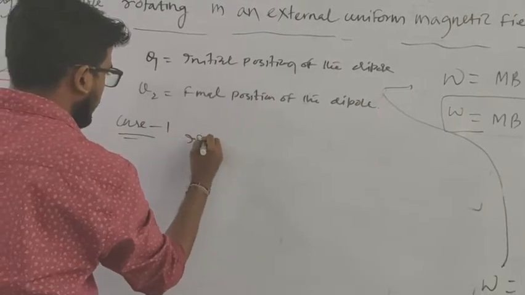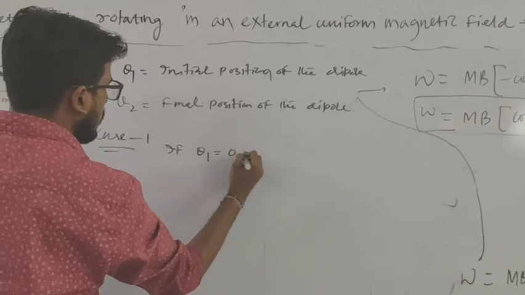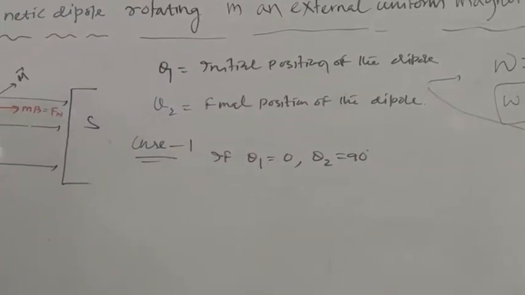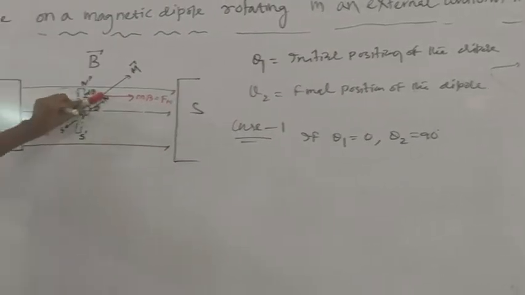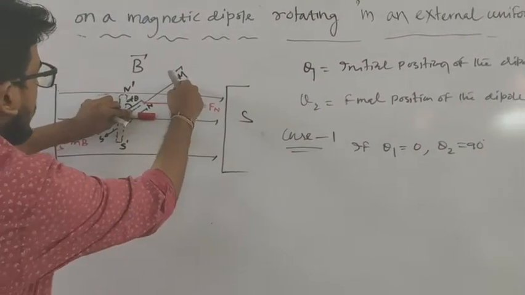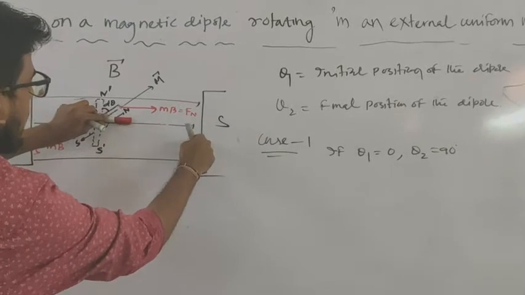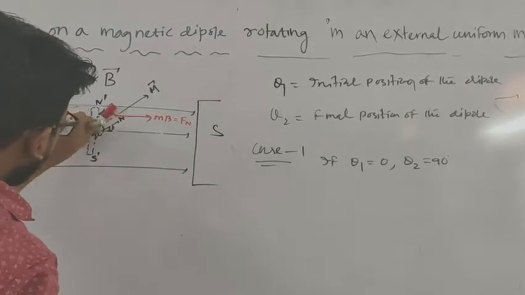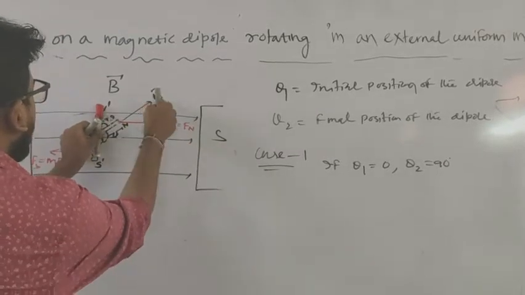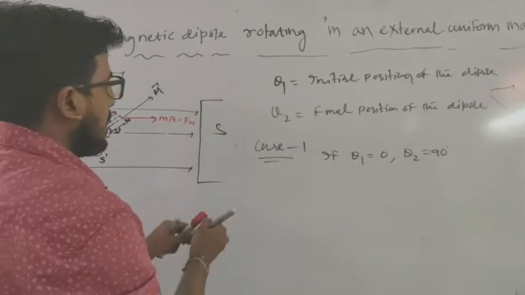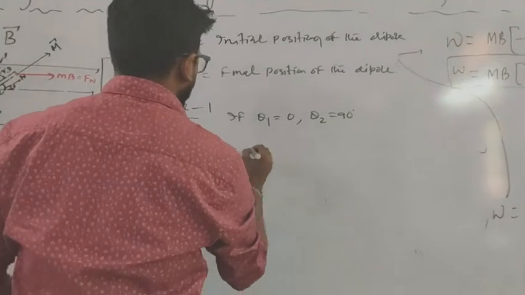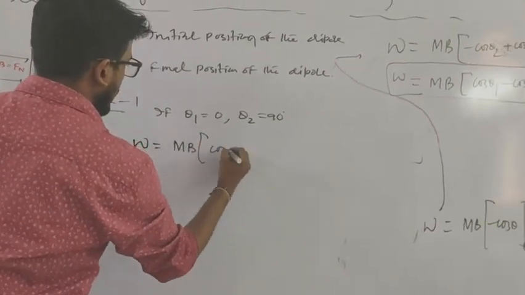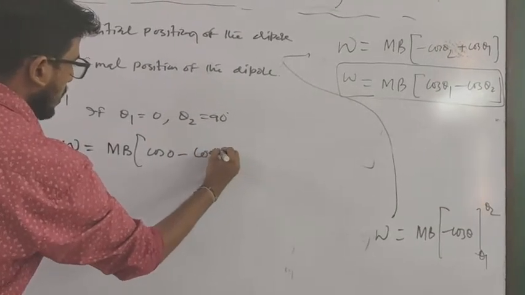If theta 1 equal to 0 and theta 2 equal to 90. That means if initially the dipole is placed like this, the angle between the dipole moment and the external magnetic field strength is 0. And we want to rotate it to such a position that the angle between them will become how much? 90 degree. So the work done by the external agent will be how much? mB cos theta 1, which is 0, minus cos 90.